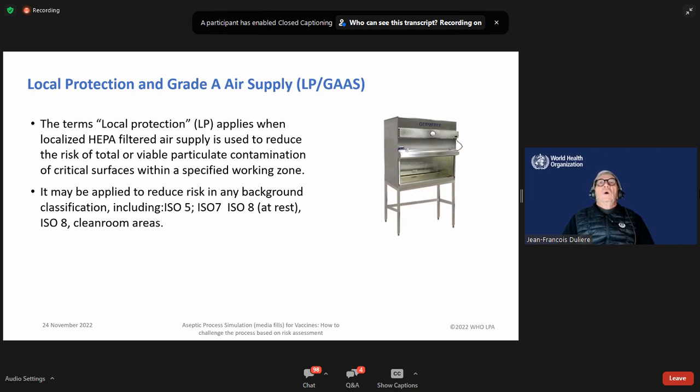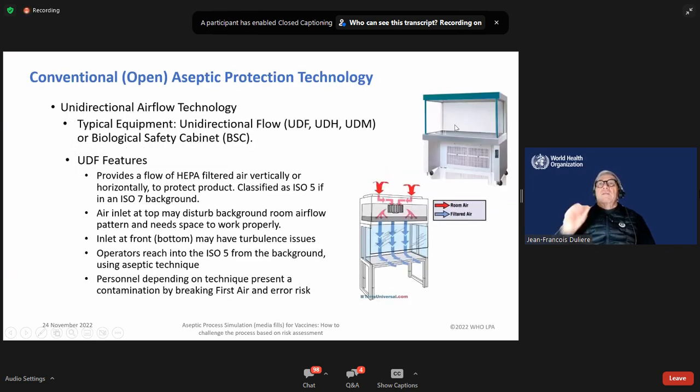Then we have several pieces of equipment. We have local protection, which is a HEPA filter within rooms which are not grade A or grade B. It could be used to reduce the risk in any background classification because we have here a grade A air supply.